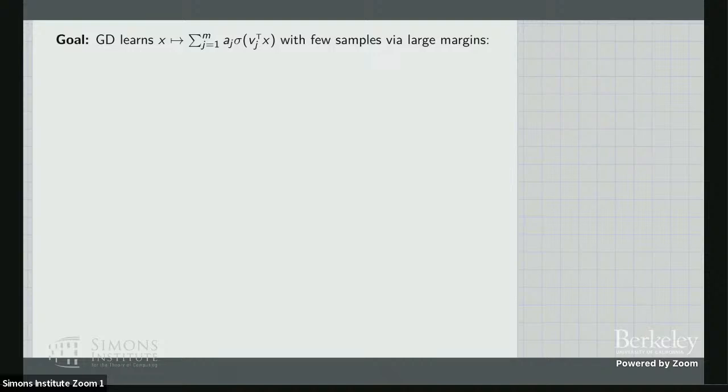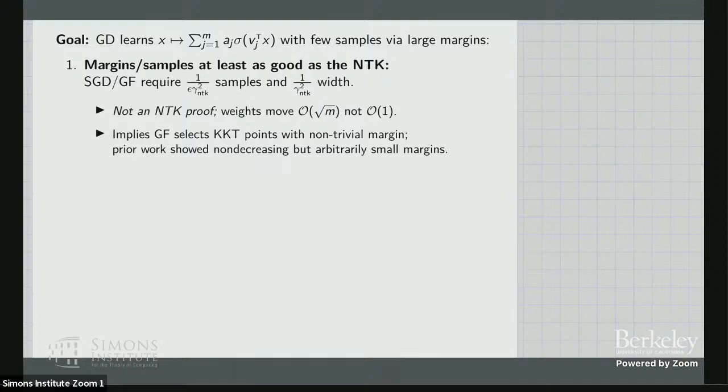And I'm going to have two classes of results. The first are going to sound modest at first until I tell you a little bit of an evil trick. They're going to sound modest because, in a way that I'll formally define shortly, the margin I achieve is at least as good as the margin achieved with the NTK. But here are a couple of tricks.